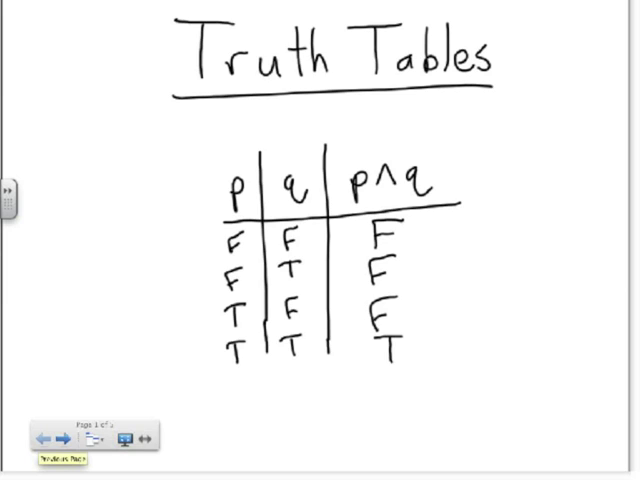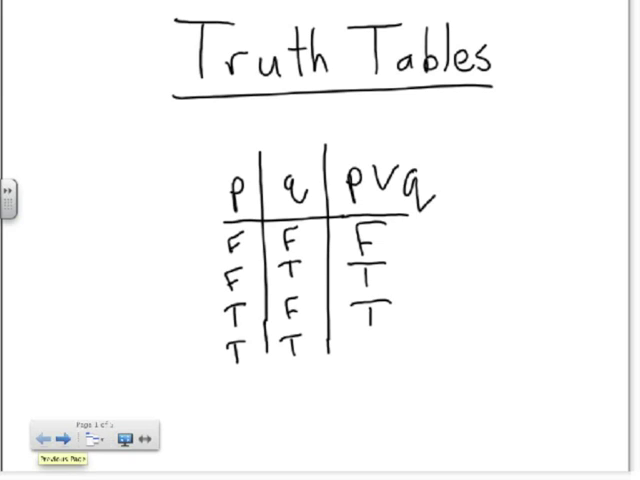Alright, now on to the disjunction, or the OR proposition. The OR is very similar to the AND operator, the conjunction, except it's true any time that at least one of P or Q is true. In other words, the only time that P or Q is false is when both P and Q are false, which is right there. Other than that, we know that it'll be true because either P or Q is true.